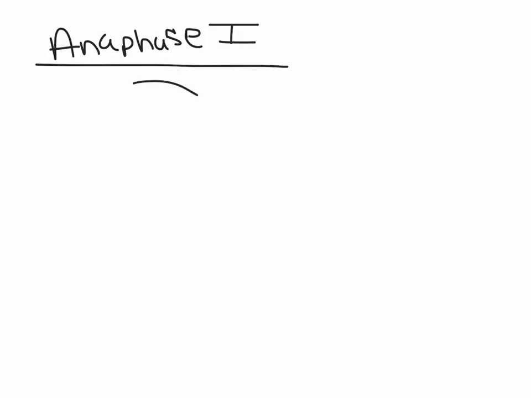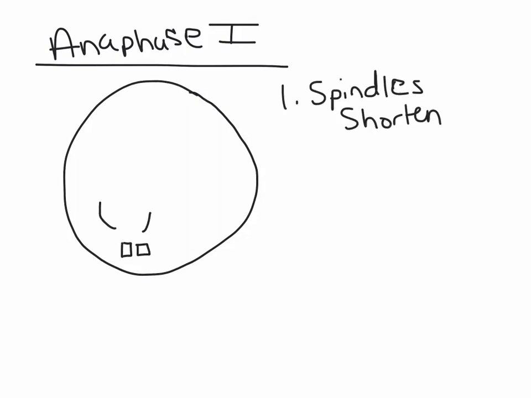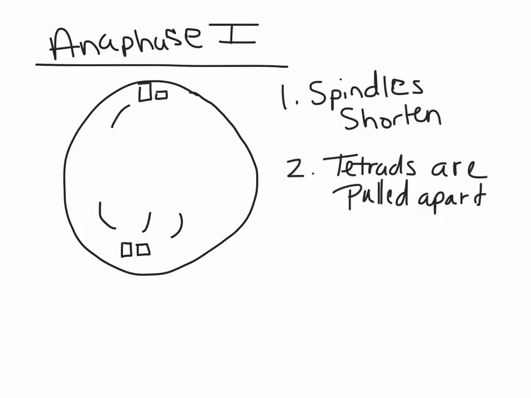The next step of meiosis I is anaphase I. During this stage, we know that the spindles are going to shorten, pulling apart our tetrads so that one chromosome from each tetrad goes to either side of the cell.